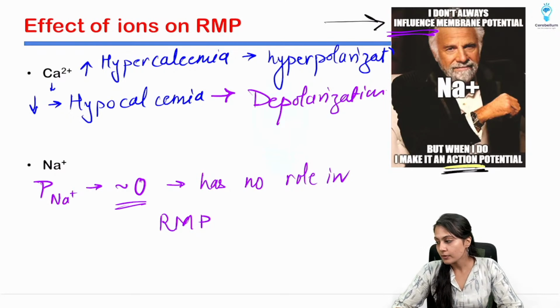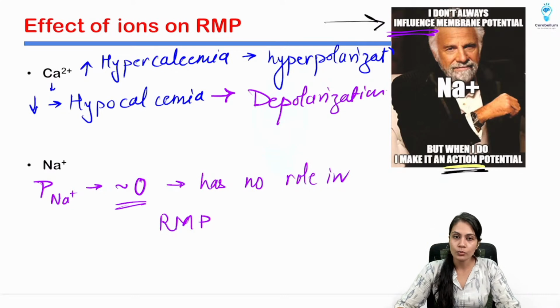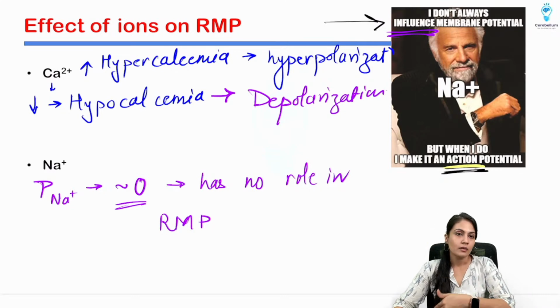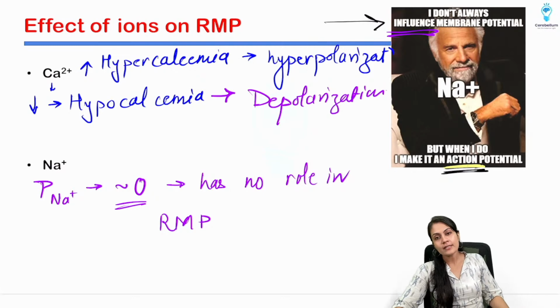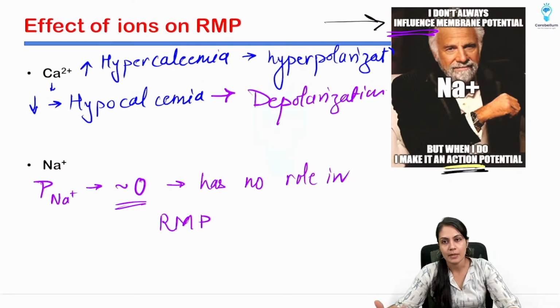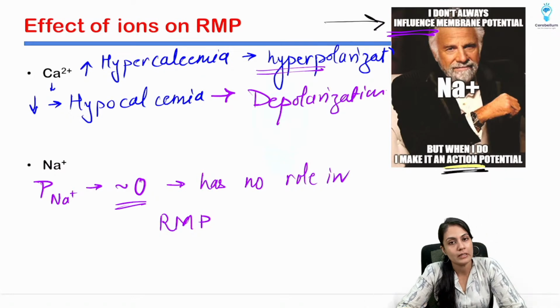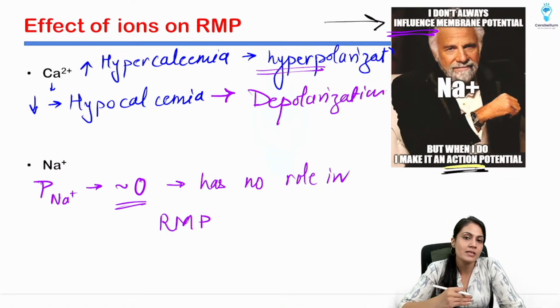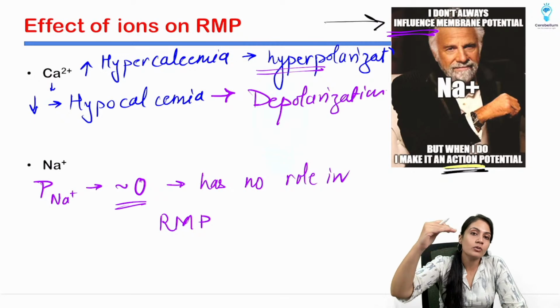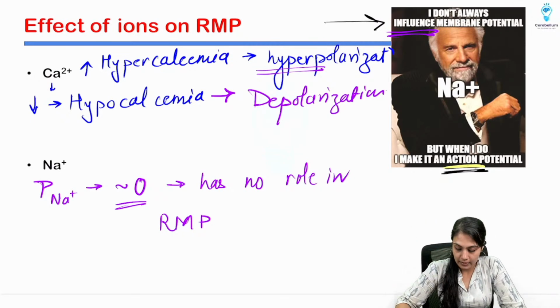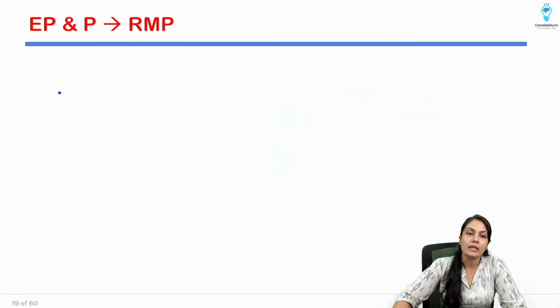Right, Ritesh, you are right that excitability is going to be decreased if there is hypercalcemia, isn't it? So excitability is going to be decreased. Hyperpolarization means decreased excitability. Depolarization means it is going to go near the threshold, and that is why increased excitability is going to be there.